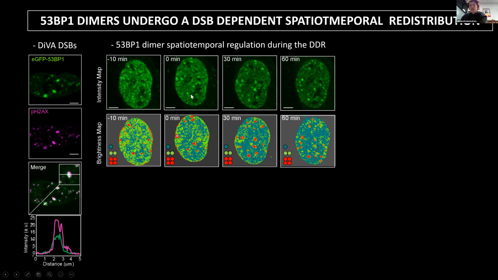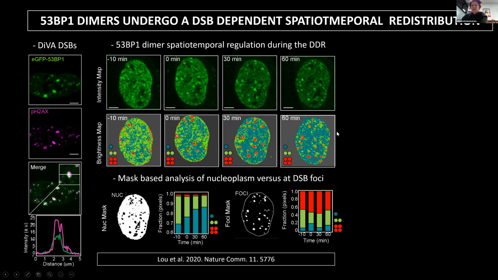But after we induce double-strand breaks, this dimer population starts to redistribute and be lost from the nucleoplasm as more double-strand breaks are induced, and a higher order oligomer accumulates at those locations. So this suggests that the 53BP1 dimers are, like reported in vitro, the population that are first being recruited to double-strand break sites. And this is important for how we approach the pair correlation analysis.